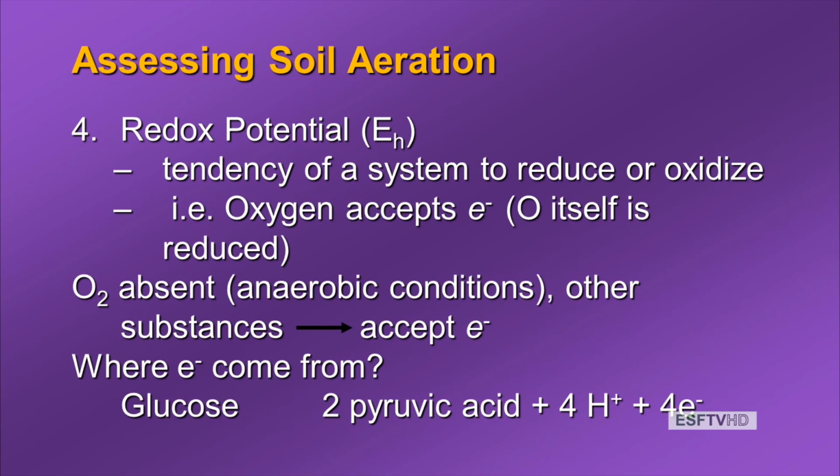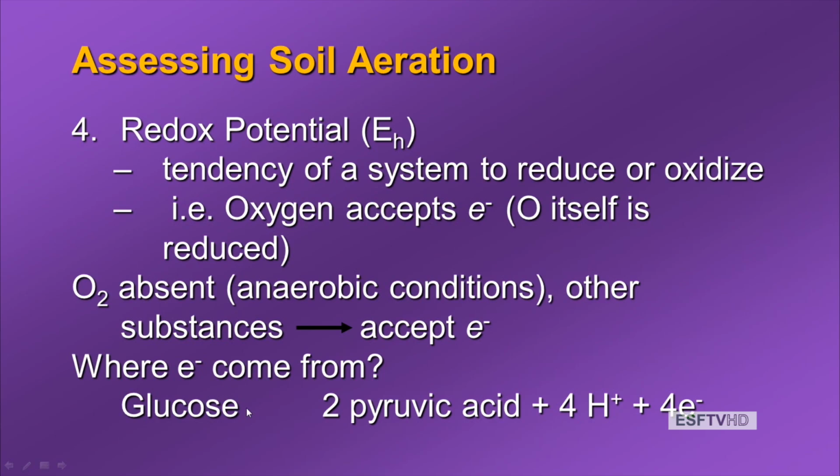Where do the electrons come from? Respiration. So in aerobic and anaerobic systems, the biota are producing them. As long as you have oxygen around, respiration proceeds unimpeded. But when the oxygen goes away or becomes limiting, aerobic respiration stops and anaerobic respiration goes on.